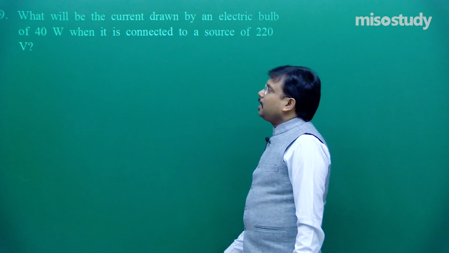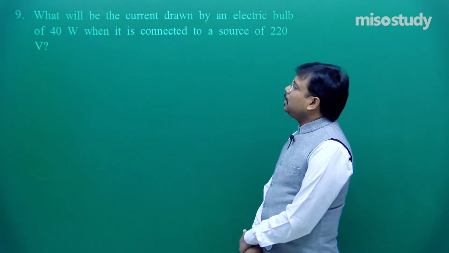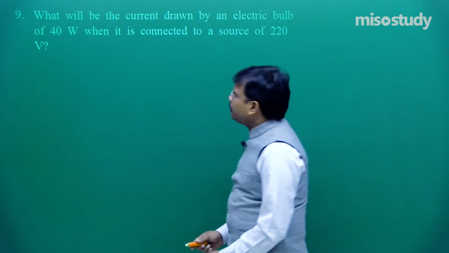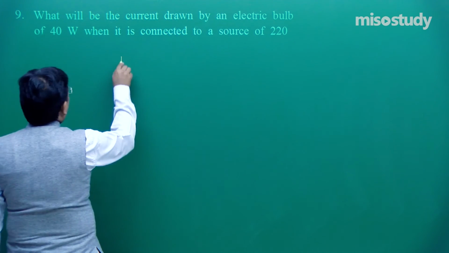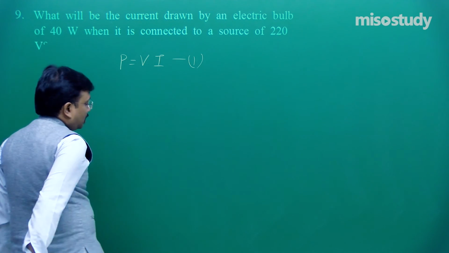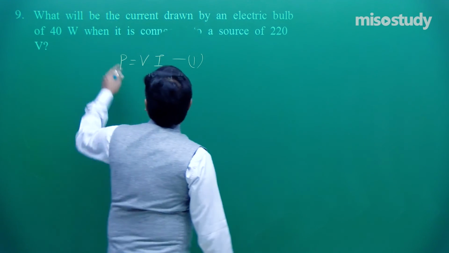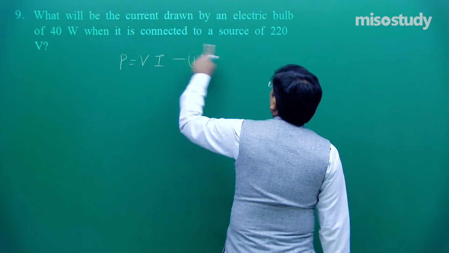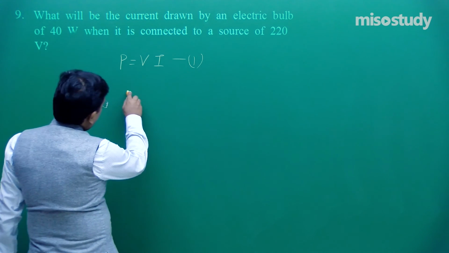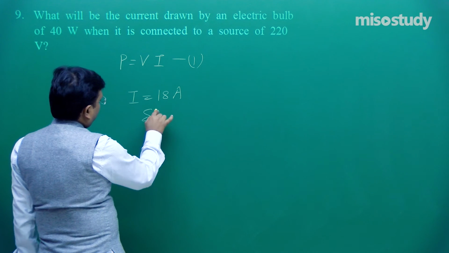Then comes question number 9. What will be the current drawn by an electric bulb of 40 watt when it is connected to a source of 220 volt? Now, students, this question is basically trying to check your formula knowledge, whether you have this knowledge or not. Fine. So, after putting the values, that is 40, 220, easily you can get the value of current I is equal to 18 ampere. Simple calculation.